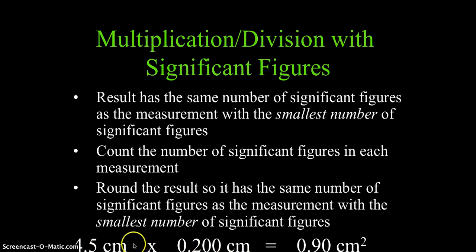When you multiply this together then, the answer that you get, which will probably come out to be 0.90 anyway, but because this number is only 2 significant figures and this number is 3, your final answer should be 2 significant digits. That 0, remember, is a placeholder. Leading zeros do not ever count as significant figures.